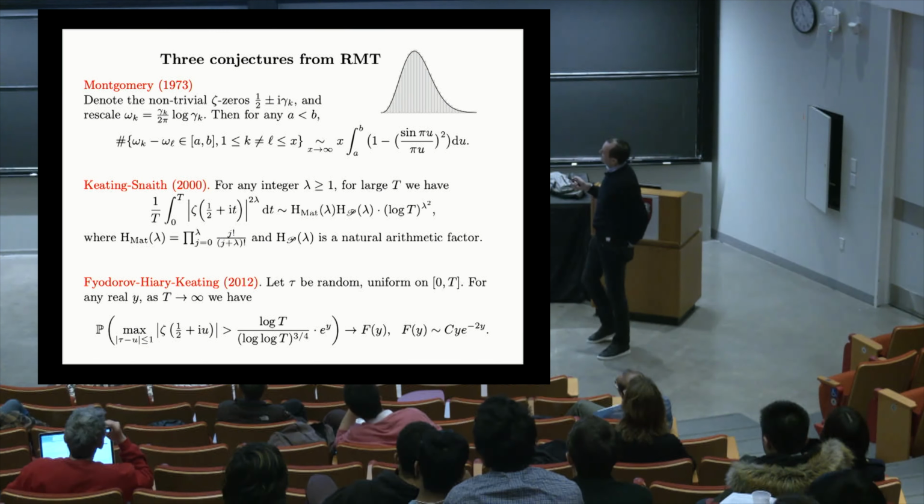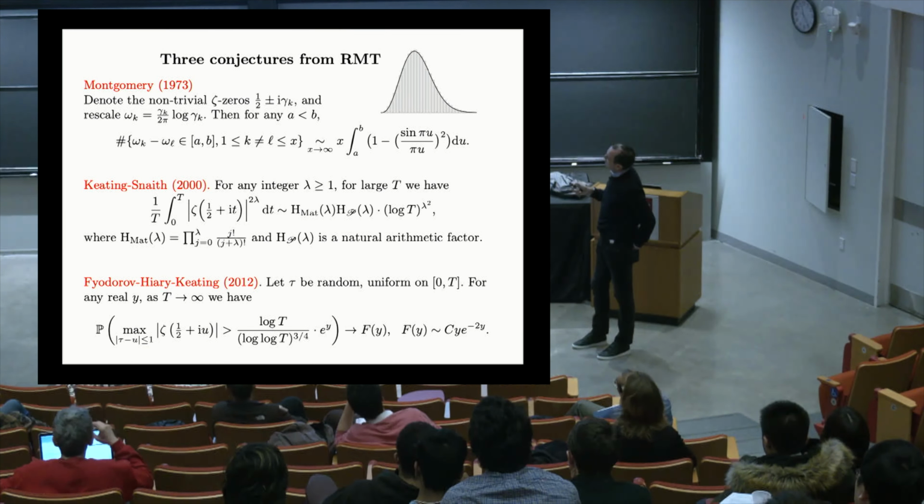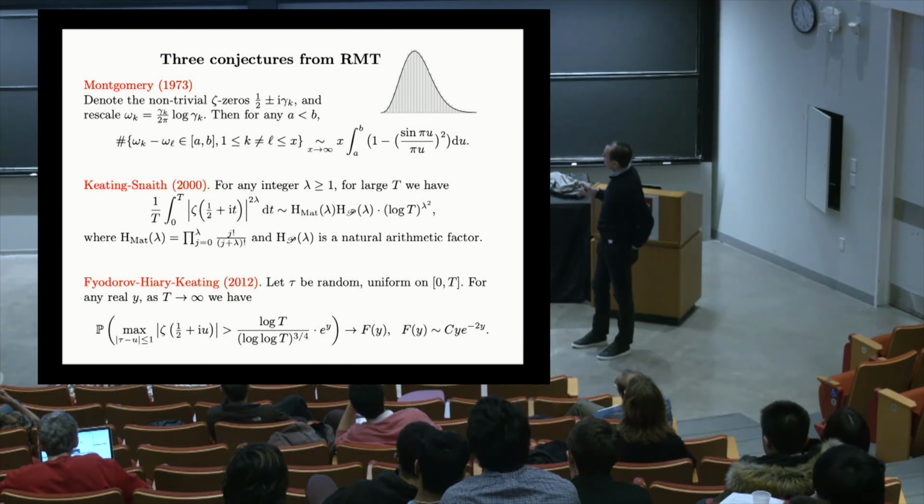And these people, Fyodorov and Keating are mathematical physicists, and Hiary is an analytic number theorist working on computational aspects. They could formulate the following conjecture. I will explain it, and it was actually numerically verified in some sense.